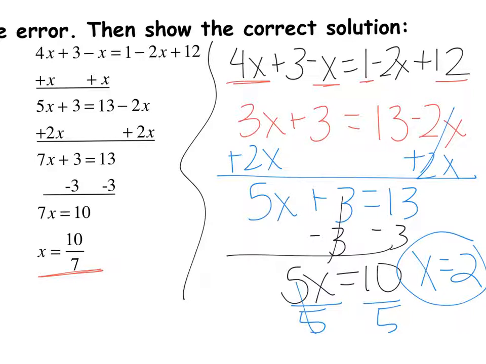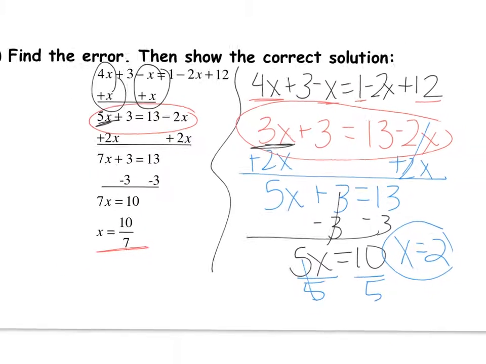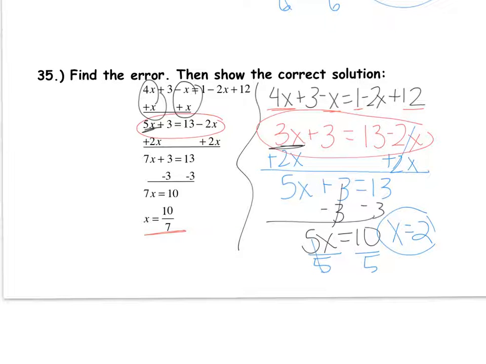So going back, I'm trying to find out where they made a mistake. I'm looking at this part here and at what I have here, and I can see that where I have 3x, they have 5x. And if I go up one step further, I can see that they added x here and here, when instead they should have subtracted the x. So they brought the x over, although it was already over on the same side of the equal sign. So that is the error in the problem, and x should equal 2.